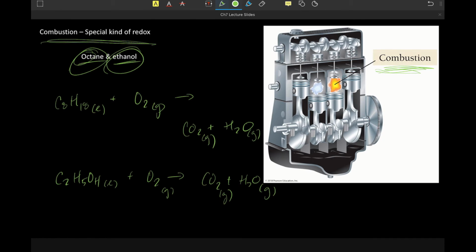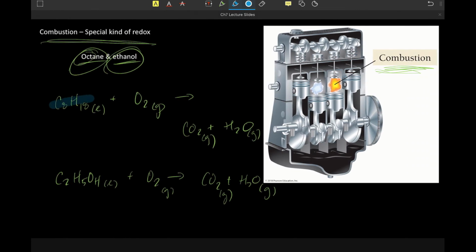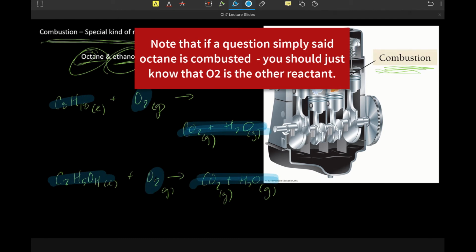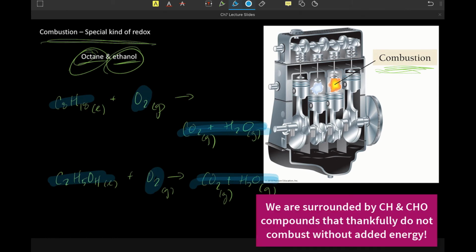Going back to what's in your book and your outline, if a compound is composed of C and H, or C, H, and O, it's always going to react with oxygen via combustion and produce these things. Now, these reactions are very exothermic, but obviously they don't just happen on their own. Does that make sense? We have octane sitting in our car and oxygen, and they sit there all day just fine. They don't combust until we input some energy via a spark.